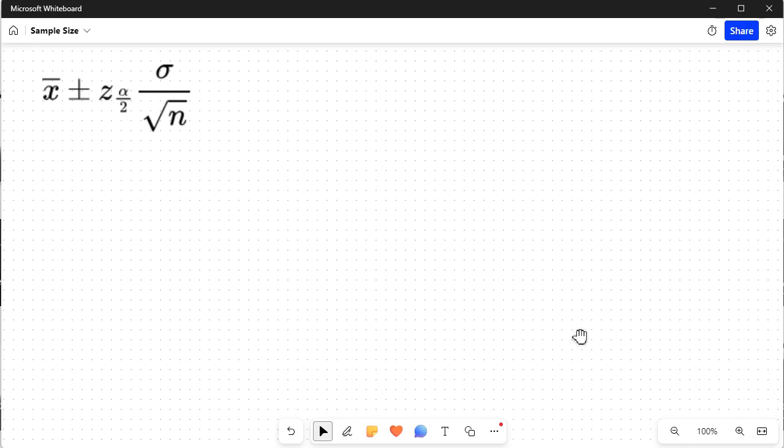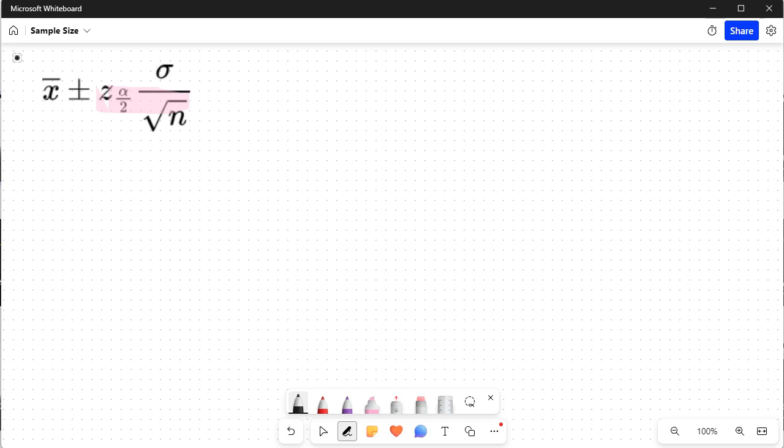Hello, in this video I'm going to look at finding a sample size. Now, we looked at finding confidence intervals, and we have that a point estimate for our population mean is given by the confidence interval x bar plus or minus our critical value of z sub alpha divided by 2, and then our standard error of sigma divided by root n.